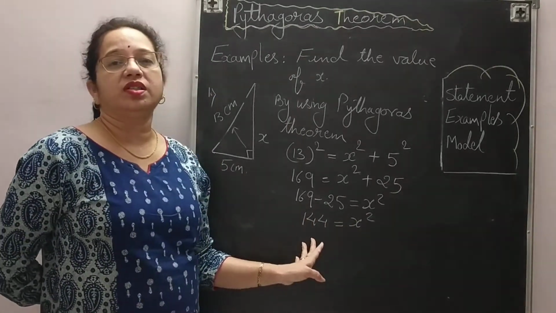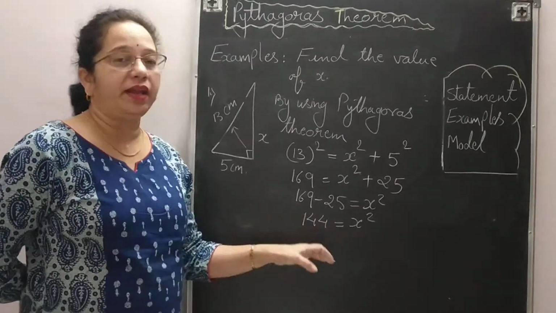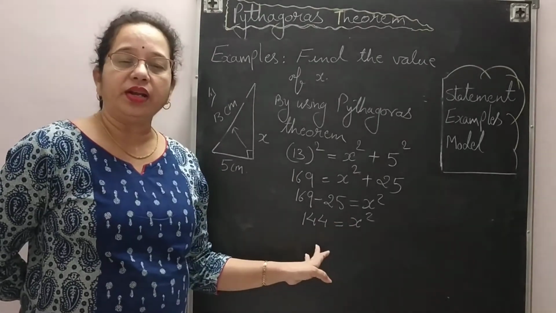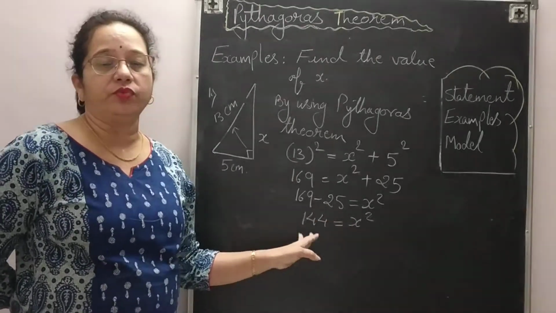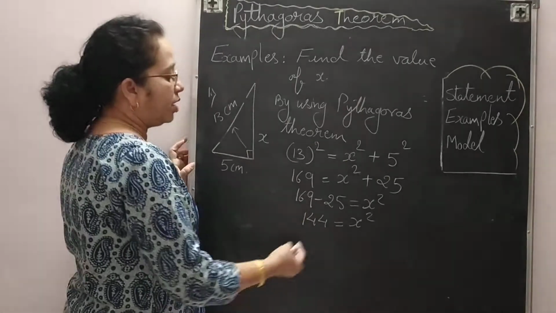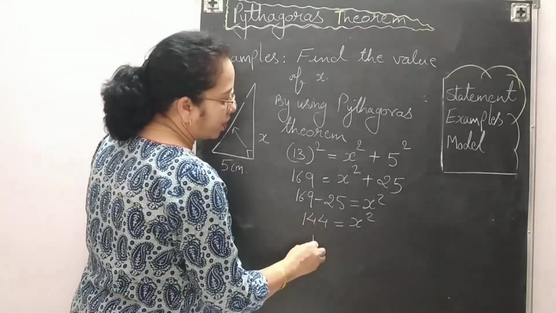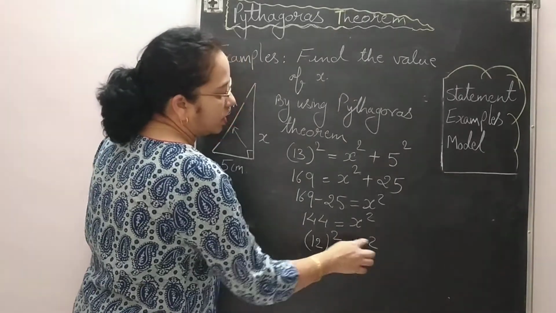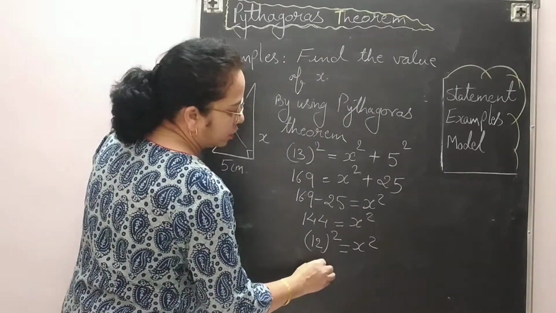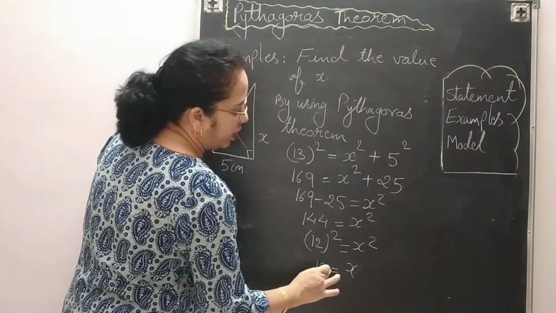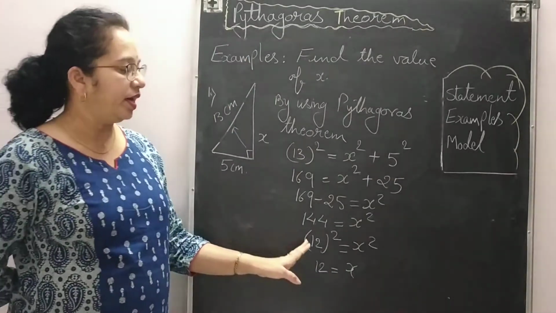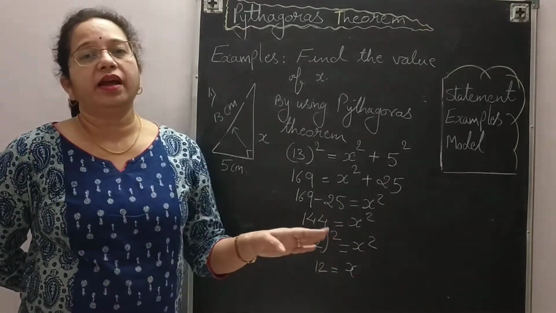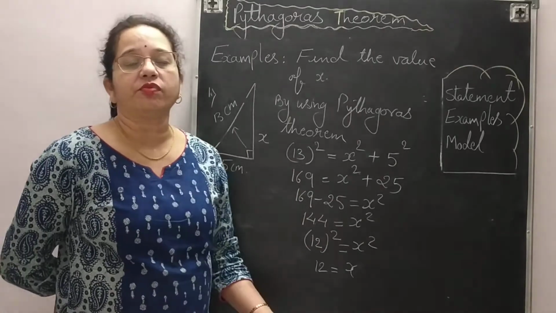That square root concept you will learn in grade 8. If you have already done this square root concept, then you can easily find the square root of 144. If you have not done it, then we can find 144 is the square of which number. So 12 square is 144. And now since both sides have square, the value of x will be 12. So grade 7 students can use the concept of square. Grade 8, 9, 10 students can use the concept of square root.